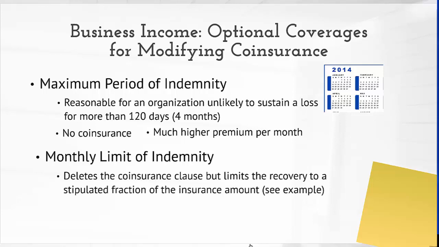Another option for modifying the coinsurance requirement is the monthly limit of indemnity. This depletes the coinsurance clause, but limits the recovery to a stipulated fraction of the insurance amount. We'll look at an example in a moment. Additionally, there's the agreed value option, which is comparable to the agreed value option of the BPP, and the no coinsurance requirement option. This option eliminates the coinsurance, but because of the increased rate for no coinsurance, it is unattractive to insureds and is seldom used.